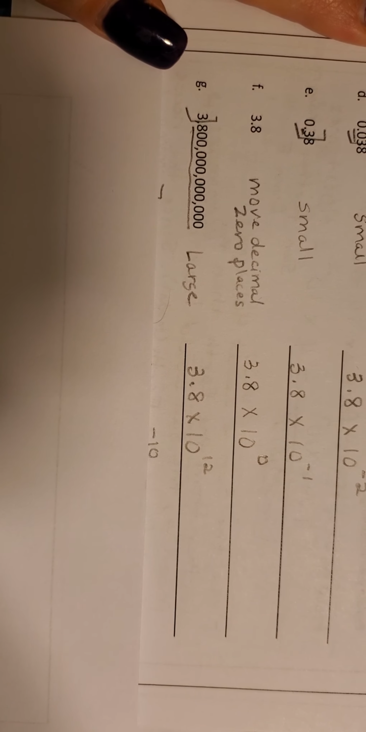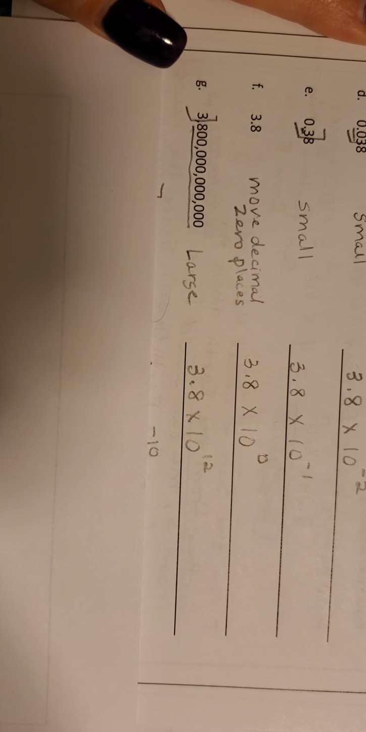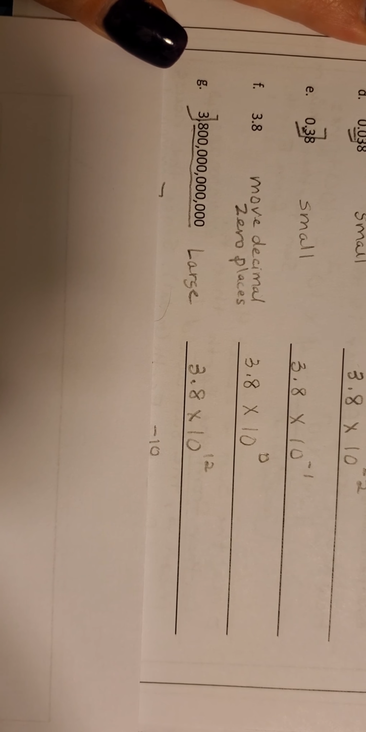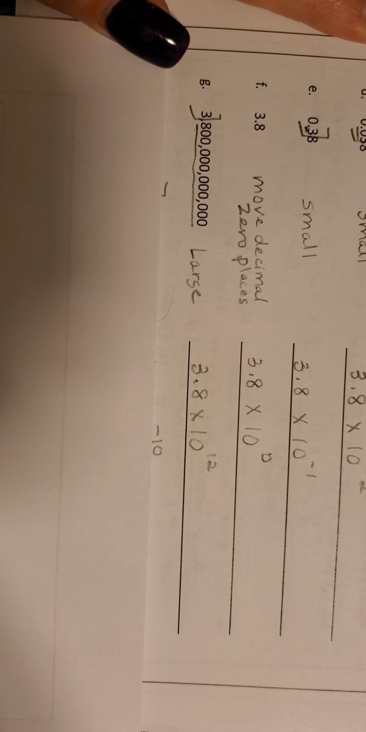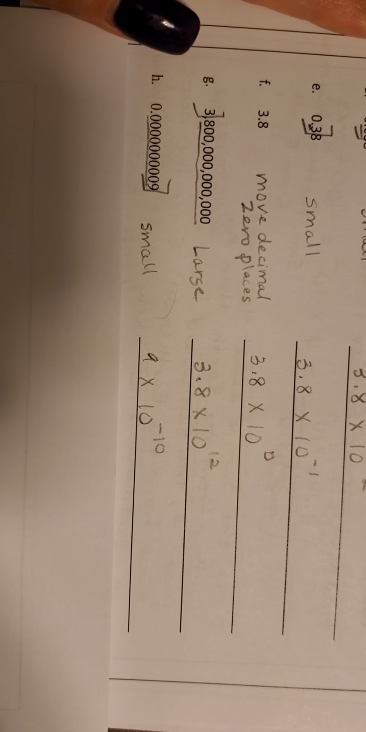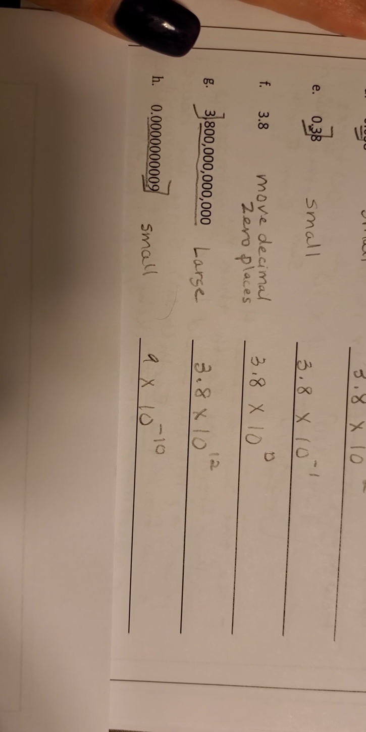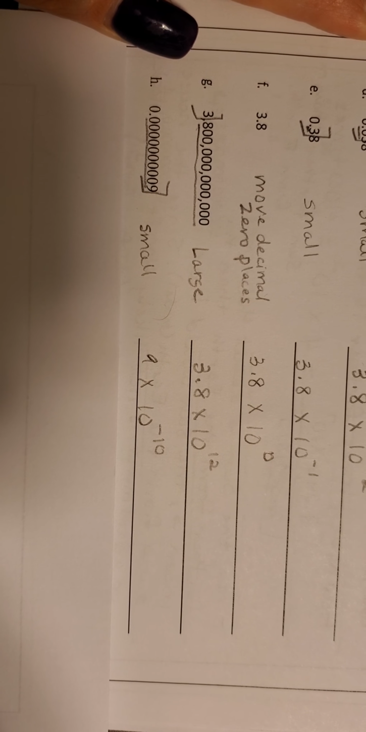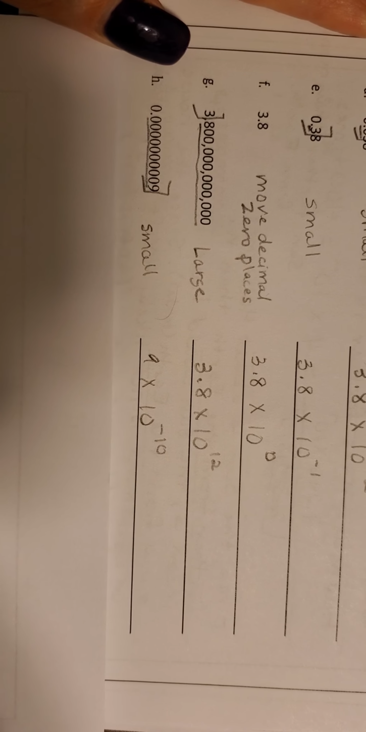You have this large number, and to get the decimal between the 3 and the 8, we have to move the decimal 12 places to the left, and that's a very large number, so it's a positive exponent of 12. 3.8 times 10 to the 12th. Here, a very small number. I need the decimal behind the 9, so I have to move the decimal 10 places to the right, which is a negative 10, so 9 times 10 to the negative 10th power.